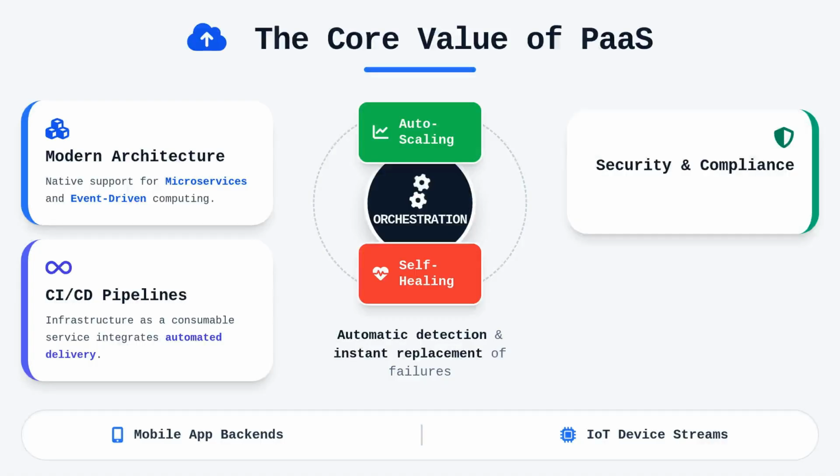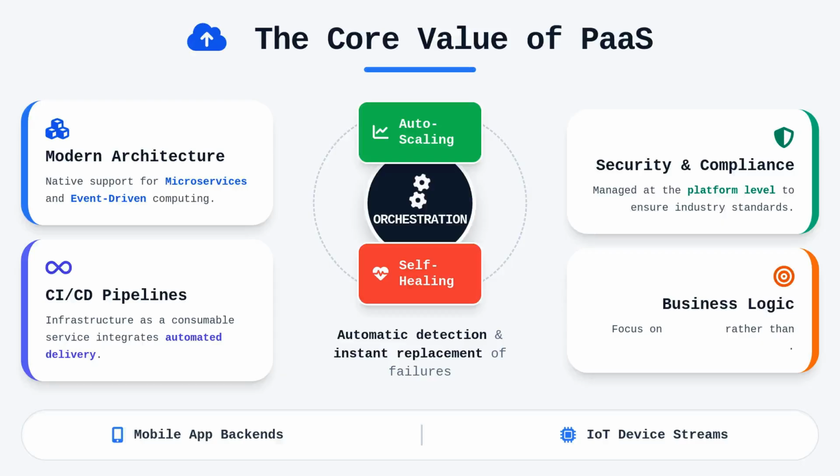This is a critical advantage when scaling mobile app backends or managing Internet of Things device streams. Furthermore, security and compliance are handled at the platform level, which can simplify your adherence to industry standards. As the complexity of modern applications increases, having these features managed by the cloud provider ensures that your focus remains on logic and business outcomes rather than infrastructure plumbing.